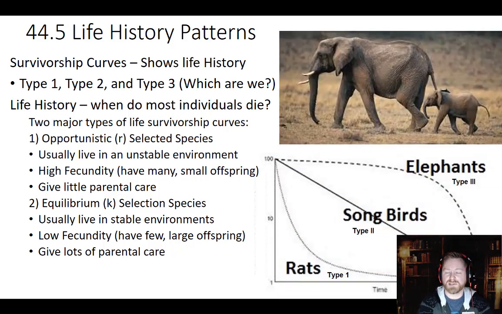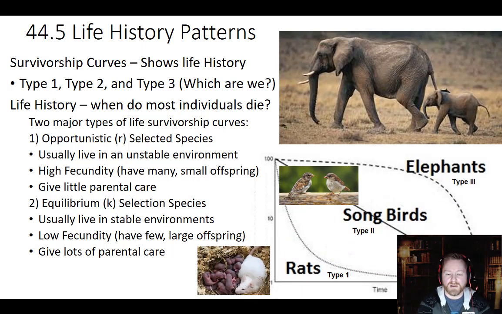So I'll give you some examples: an elephant, birds, and mice. Well, let's start with mice. Mice have a large litter of offspring. The offspring are really small, and they don't give a lot of parental care to that offspring. And they usually have a high fecundity. They give birth very often to large litters.